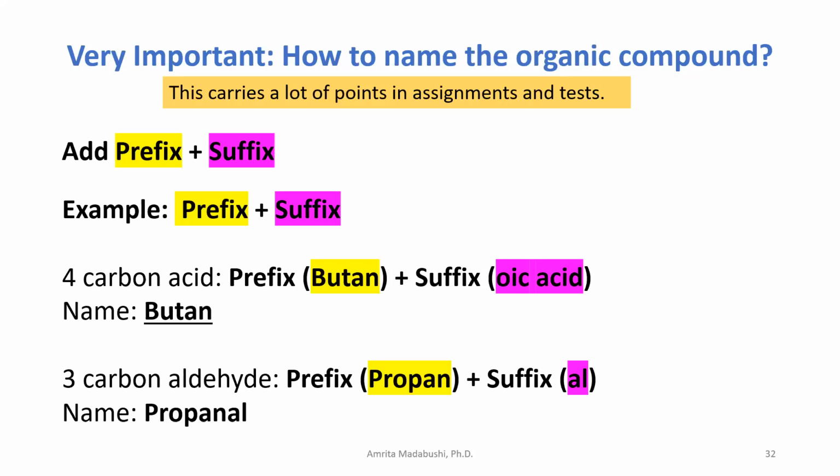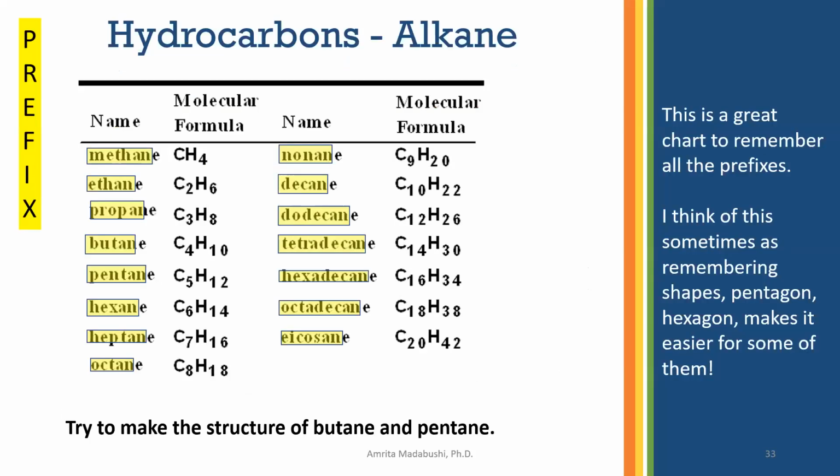4-carbon acid. 4-carbon is a keyword here. Acid is the other keyword here. Okay. In the second one, 3-carbon aldehyde. So 3-carbon is the prefix. Aldehyde is the suffix. Okay. How does this work? So the first thing is you have to remember all the prefixes. So for example, 1 is for methane, 2 is for ethane, 3 is for propane, 4 is for butane, and so on and so forth.